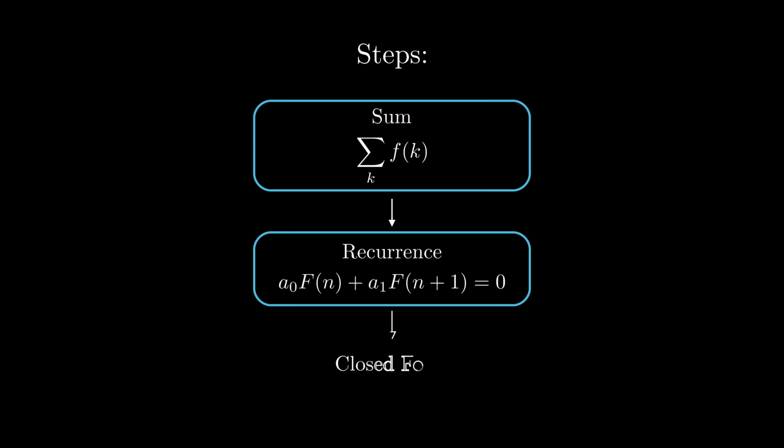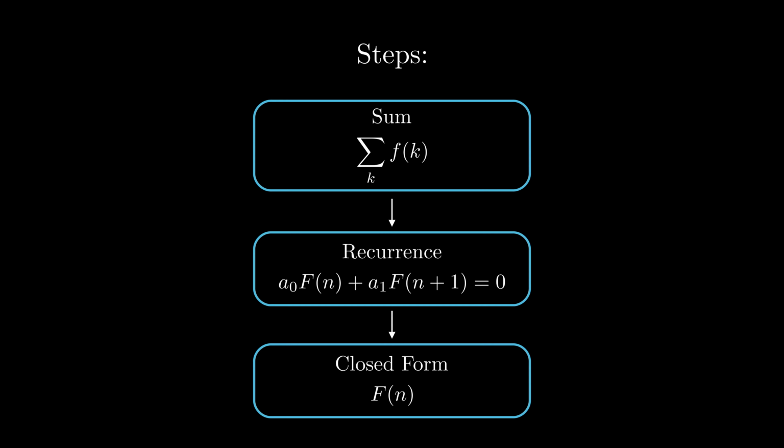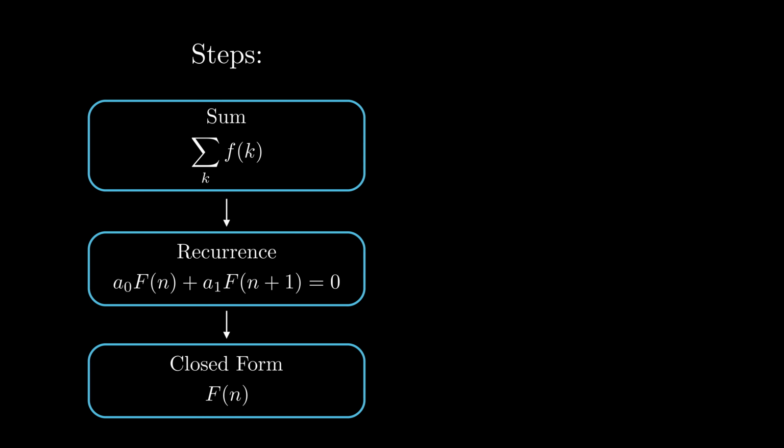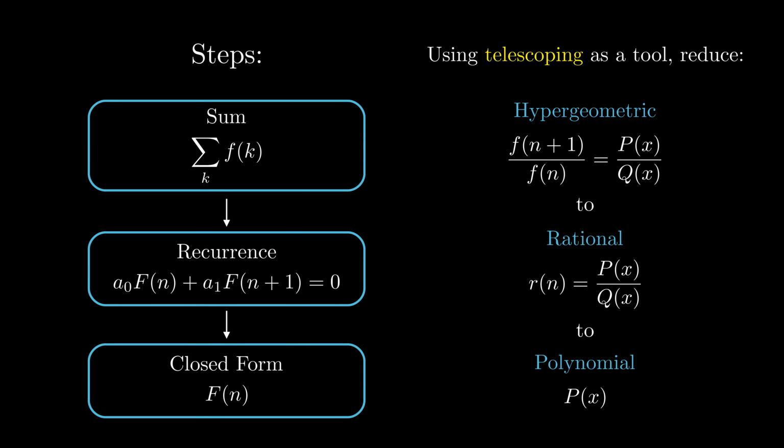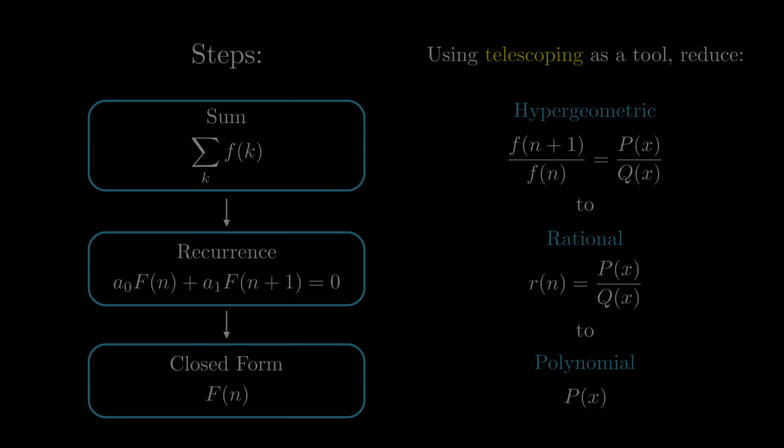Okay, let's now do a quick summary of what we just learned. Firstly, we will tackle the problem of finding a closed form for a hypergeometric series by converting the sum to a recurrence and then solving for a closed form. A common strategy employed by the algorithms is by reducing hypergeometric solutions to rational solutions to polynomial solutions, primarily by using telescoping. In addition, just like the last video, we will be shortcutting a lot of the straightforward algebra. Alright, let's dive into the algorithms now.